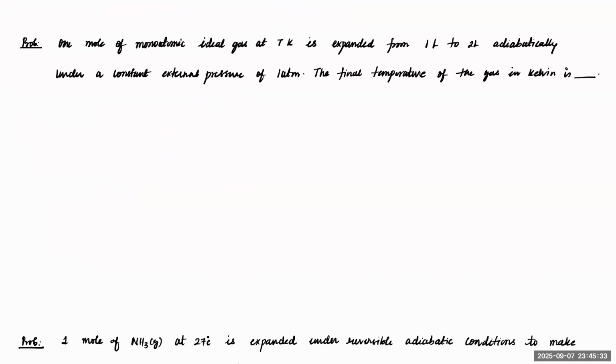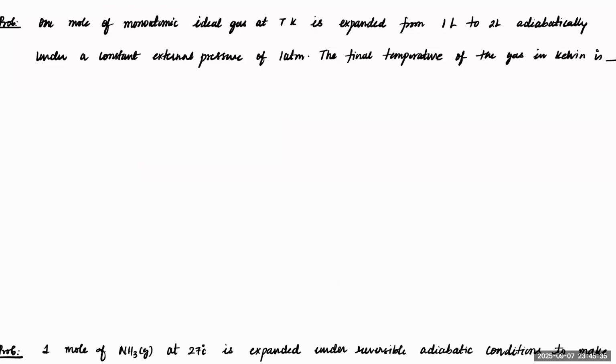See the next one. 1 mole of monoatomic gas at temperature T is expanded from 1 liter to 2 liter adiabatically under a constant external pressure of 1 atm. The final temperature of the gas in kelvins is how much?